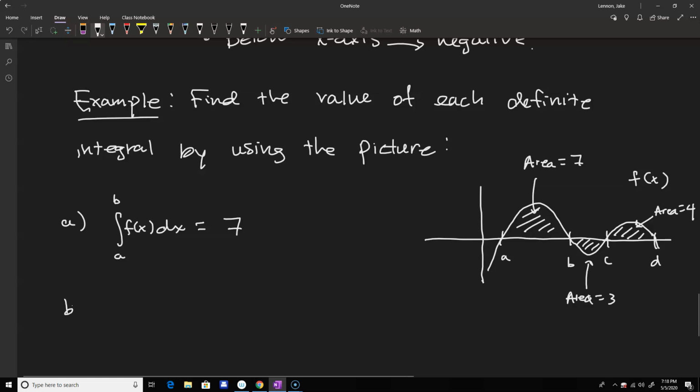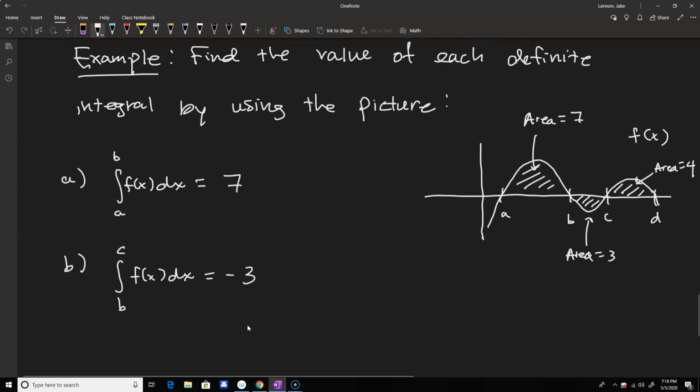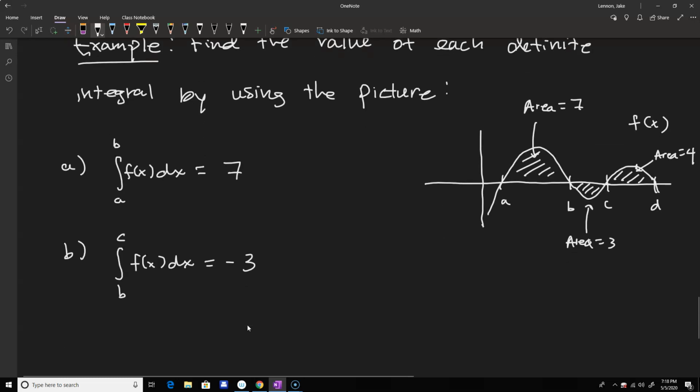But let's say part B, we want to compute the area. Let's say we start at B and we go to C, and we're looking at f of x dx. Well, now that's looking at the area that's the second hump. So it tells us the area is 3. We're going from left to right, but it is below the x-axis, so we have to think of that as a negative area. So we're going to have negative 3 right there. So basically, if you're going from left to right, the first hump is going to be positive 7, the second one is going to be negative 3, and the last one's positive 4.